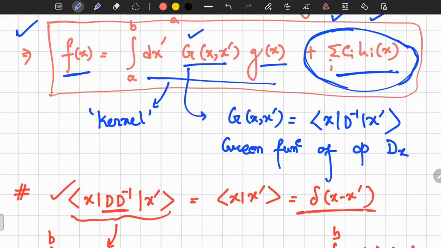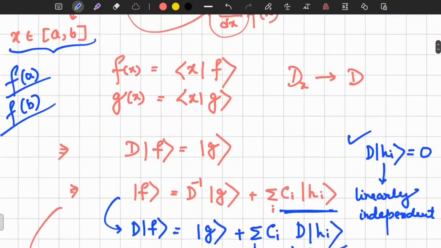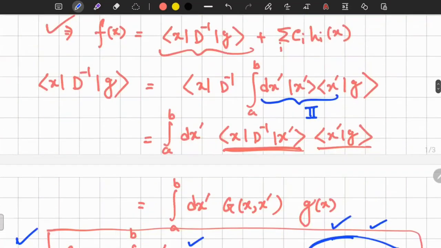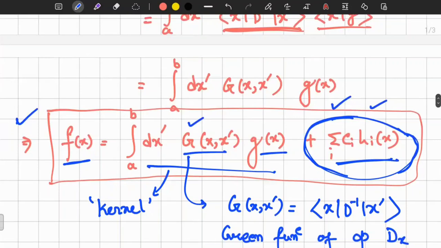We will see the simplest example of a homogeneous equation later. In that case, we can show that this part will be zero because there is a boundary condition. Essentially, if we put f equal to 0 at both boundaries, the function vanishes. In that case, this part will also be 0. So we can evaluate that part.